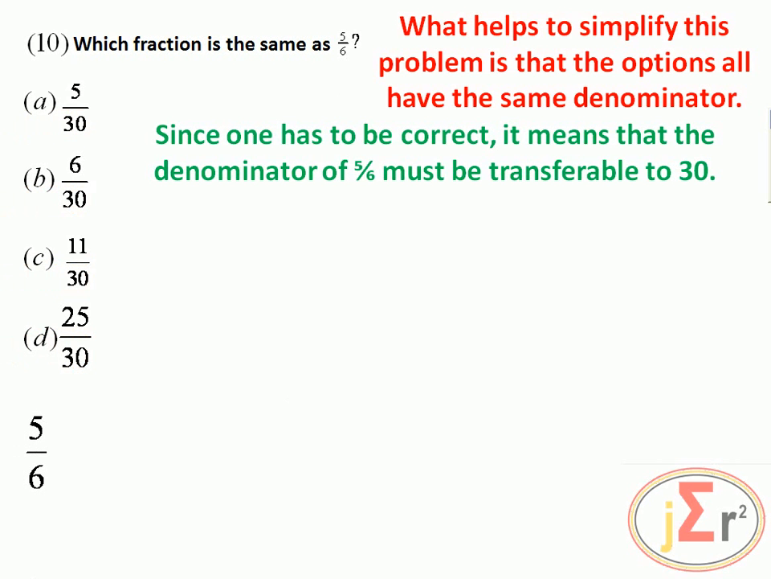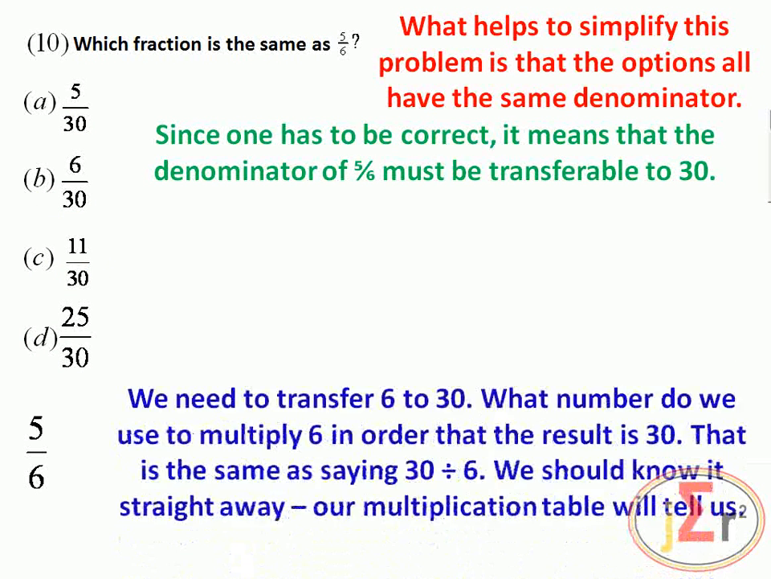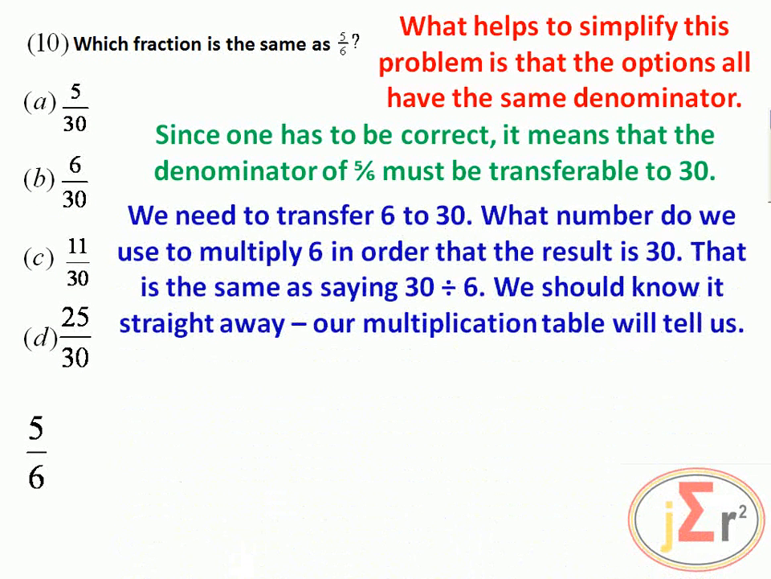5/6. That is the fraction that we want to know which one is the same as. We need to transfer 6 to 30 because all of the denominators are 30. Therefore, the denominator of the correct answer must also be 30. All of them are 30, so we cannot escape from 30. We need to transfer 6 to 30. What number do we use to multiply 6 in order that the result is 30? That is the same as saying 30 divided by 6.